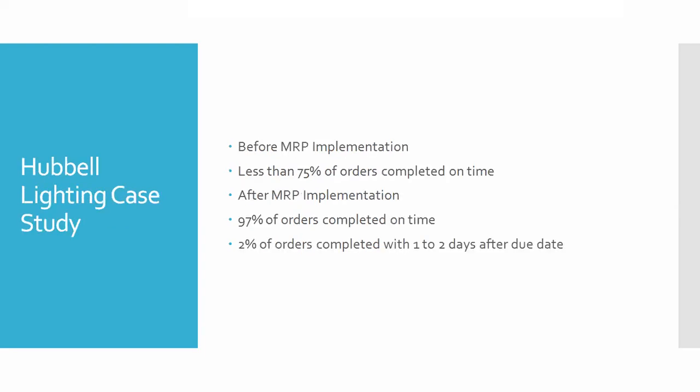So, Hapan's lightning case study. Before the implementation of MRP for their product, less than 75% of the orders were completed on time. जब MRP अप्लाई नहीं हुआ था वहाँ पे, तो उनके less than 75% of the orders थे वो complete हो चुके on time. But after the MRP implementation, 97% of the orders are completed on time. जब उन्होंने MRP चालू किया, लगाया, तो उनके 97% जो orders थे वो complete होने लगे on time. And 2% of the orders are completed within 1 or 2 days after due date.